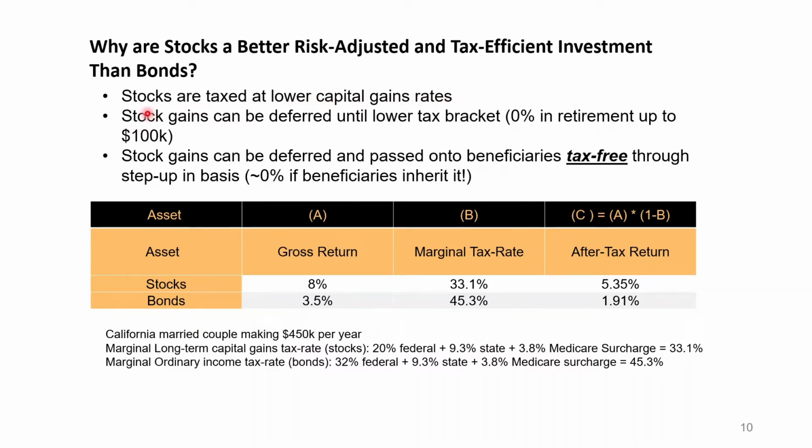Another huge benefit to investing in stocks is that stock gains can be deferred until the client is in a lower tax bracket. Again, if you do this properly and you want taxable withdrawals, you can take out your gains at a 0% tax rate in retirement, up to about $100,000.